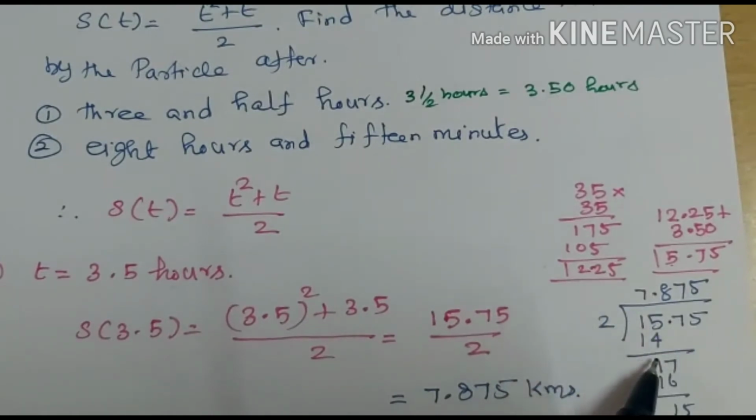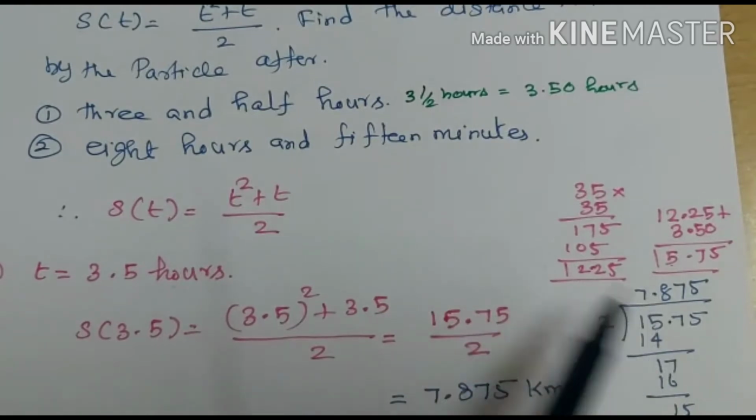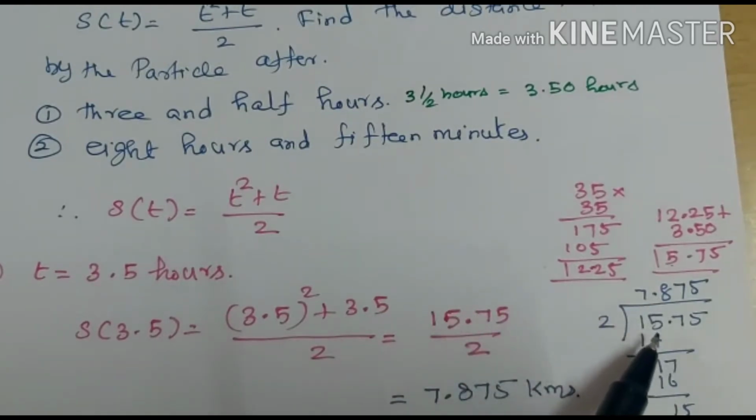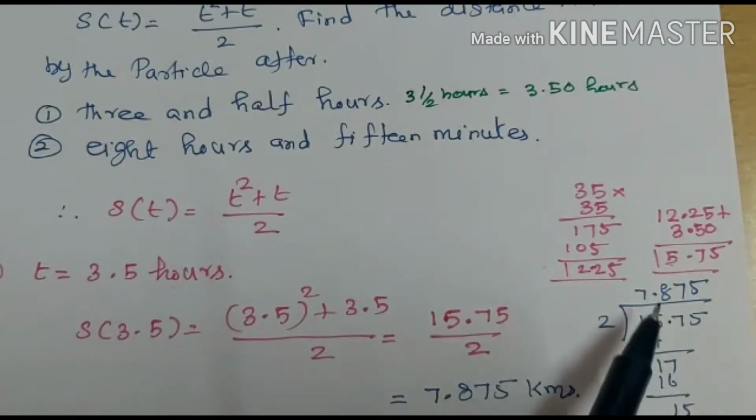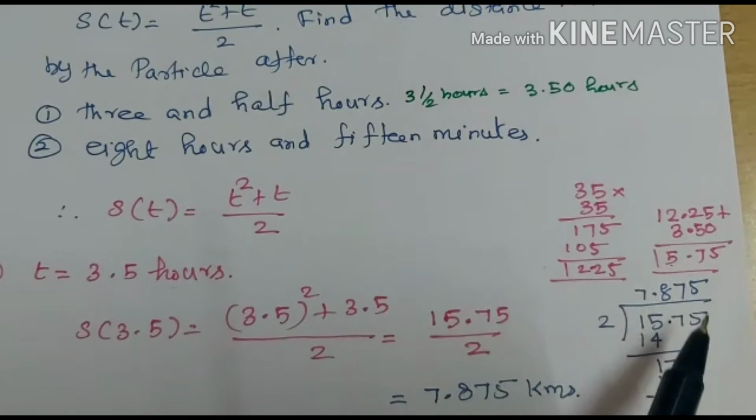15.75 by 2. So 7 2s are 14, balance 1. Put the decimal in the quotient, and then the 7 is down. So 8 2s are 16, balance 1, and the 5 is down. So 7 2s are 14, balance 1, and then put a 0 because the decimal is already there. So 5 2s are 10, the remainder is 0. So the quotient is 7.875.